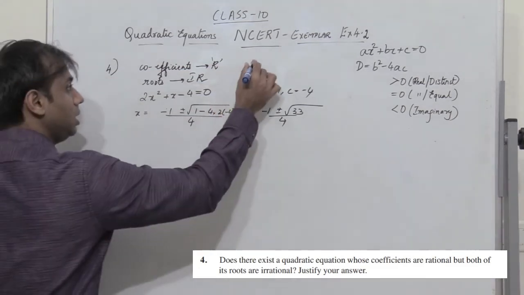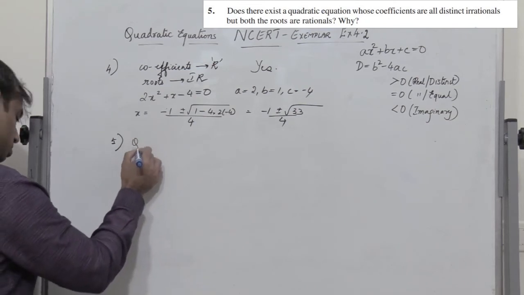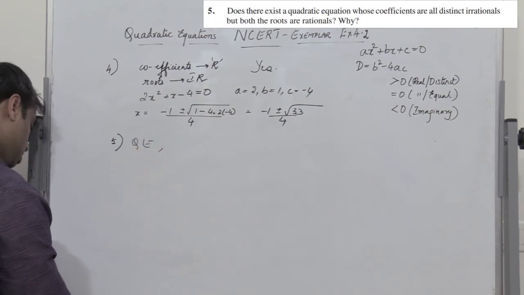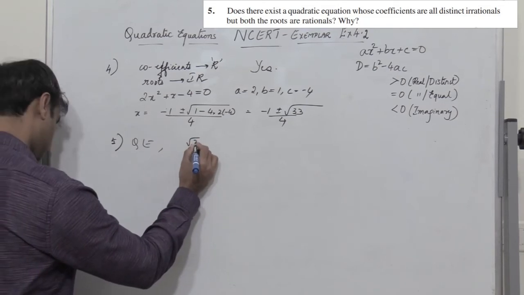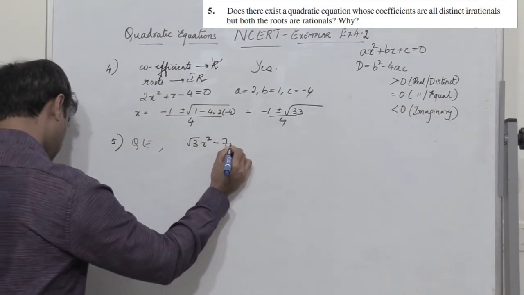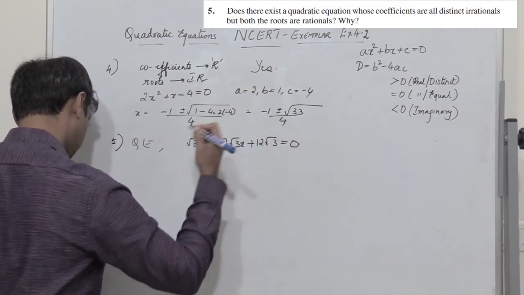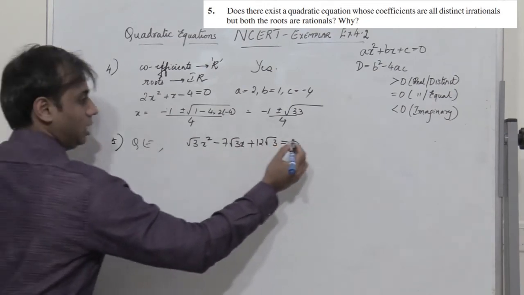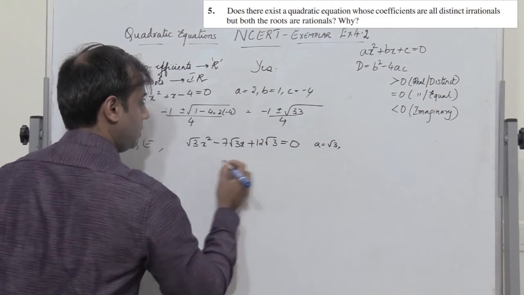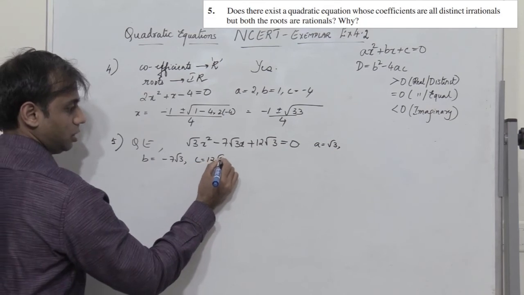So is there a possibility? The answer is yes. Fifth one, does there exist a quadratic equation where the coefficients are all distinct irrational but the roots are rational? So let's consider an example. Root 3x square minus 7 root 3x plus 12 root 3 equals 0. So let's try to find the roots of this quadratic equation. So you have a equals root 3, b equals minus 7 root 3 and c equals 12 root 3.